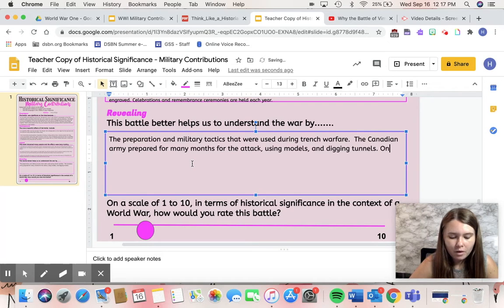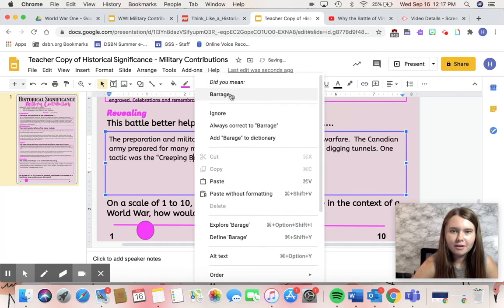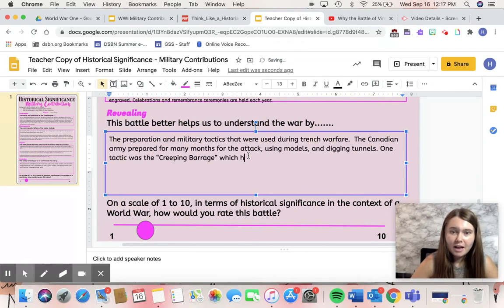So one tactic was the creeping barrage, which, if I could spell barrage, which had the long-range shells, which had the Allies bombing the German lines, and then the soldiers following after.